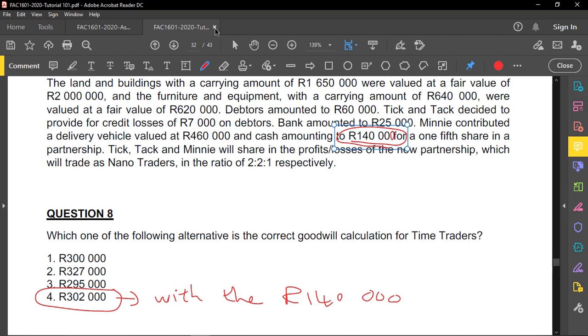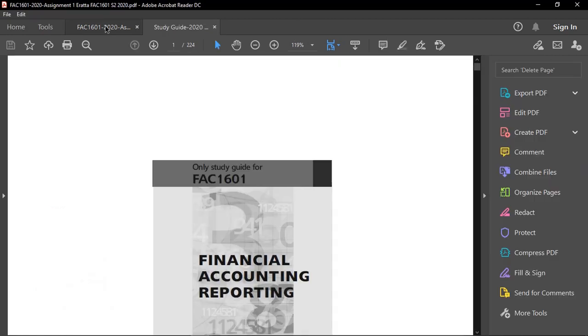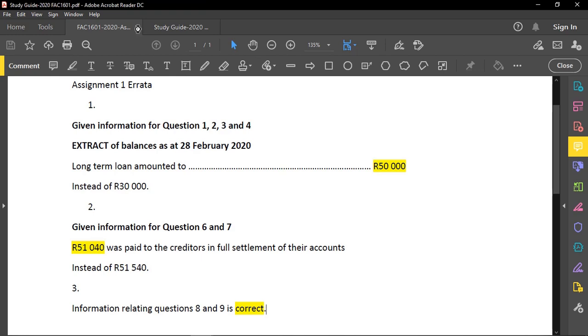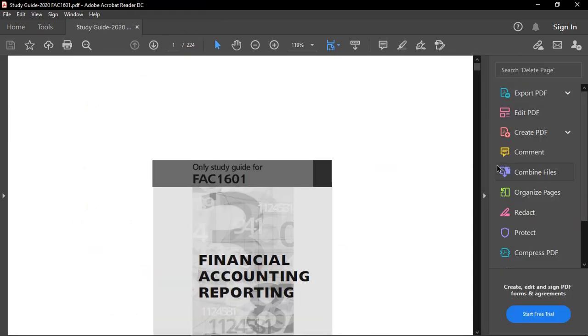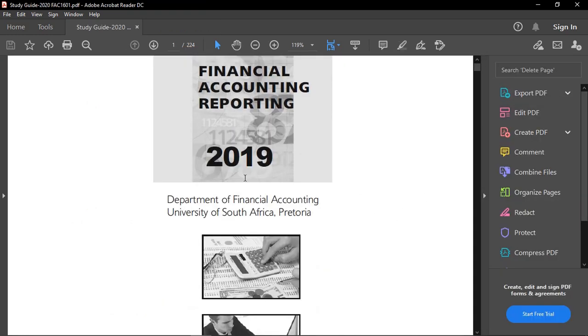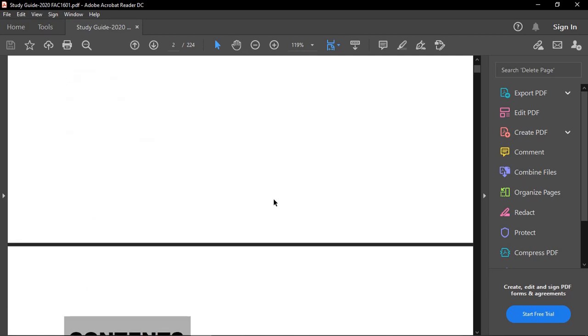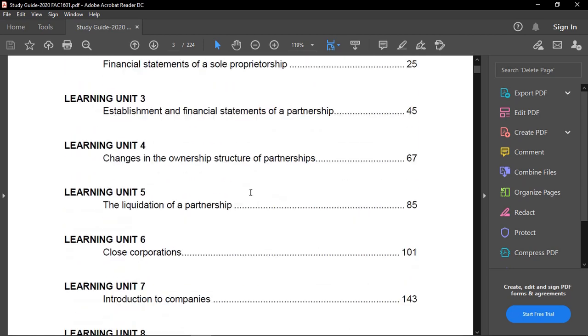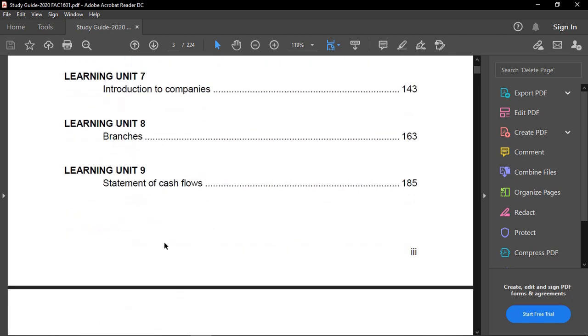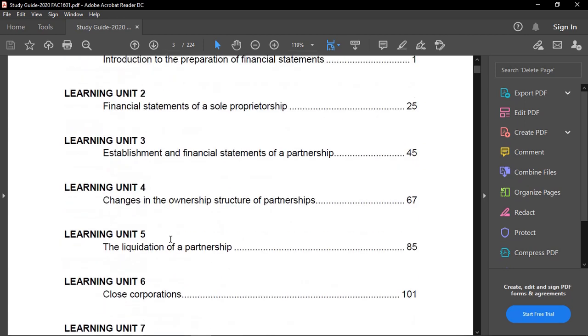I'm going to close the tutorial letter. We don't need that. This was the errata. We don't need that. Okay, and then you've got this one. All right, I see they're using the 2019 version. They tend to update it year on year, but content-wise, this module has been the same for quite a number of years now. Yeah, all the modules are still exactly the same.